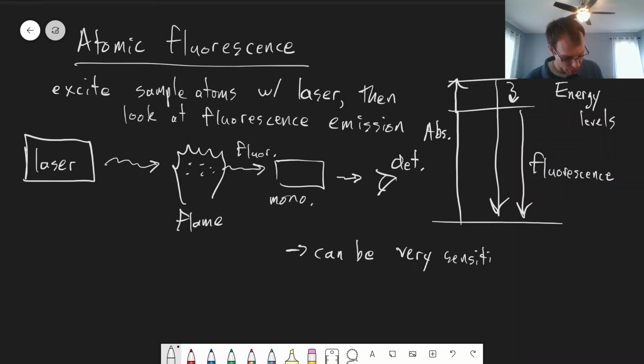One of the big advantages to doing this type of experiment is that it can be very sensitive. Just like we've talked about previously with fluorescence experiments, fluorescence can be very sensitive. And most atoms, if you have them by themselves like this, will fluoresce, which is a nice advantage. All right, so those are the three main types of atomic spectroscopy that you can do. We're going to focus mostly on atomic absorption and atomic emission, but atomic fluorescence is also an option.